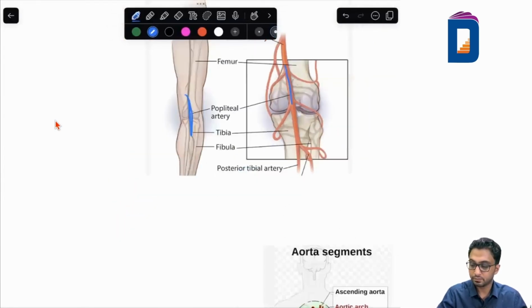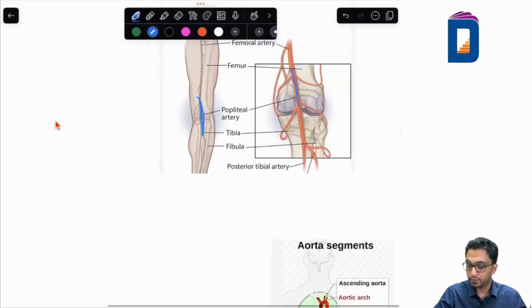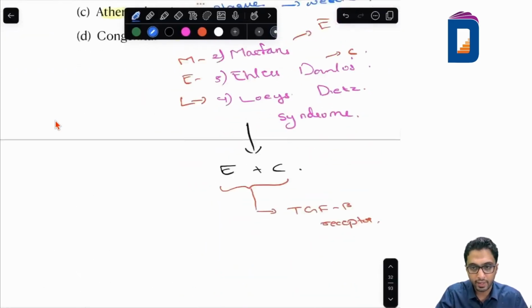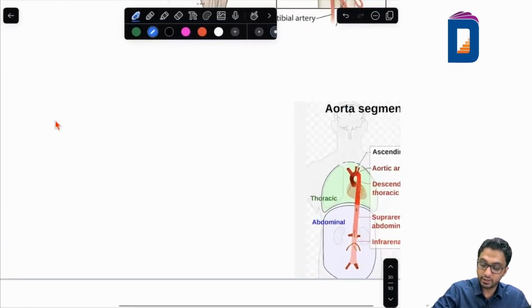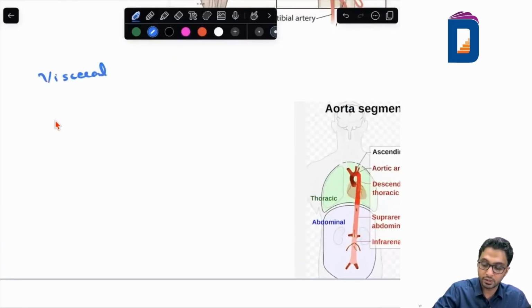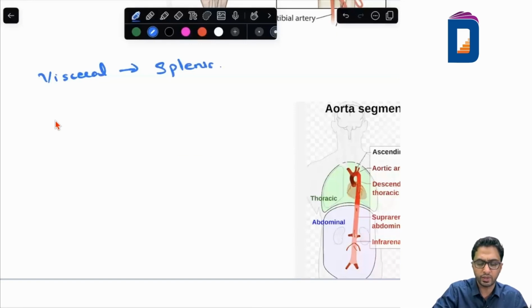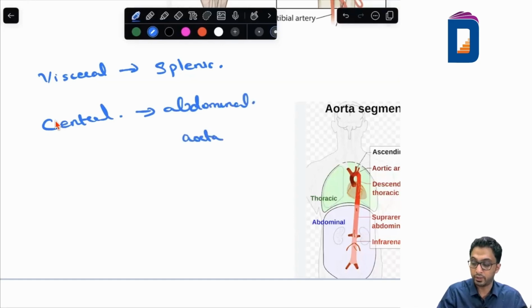Now, I'll put it here because this is the most common peripheral. Then if you ask visceral, the most common visceral artery which undergoes aneurysm is the splenic artery, the artery which supplies the spleen. The most common central vessel which undergoes aneurysm, something you will learn in surgery also, is the abdominal aorta. So basically, what is the abdominal aorta?